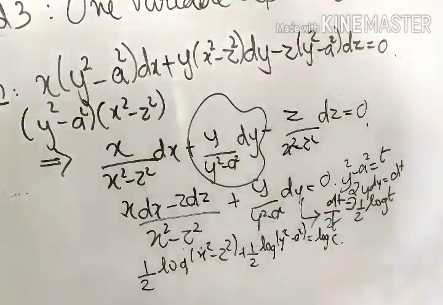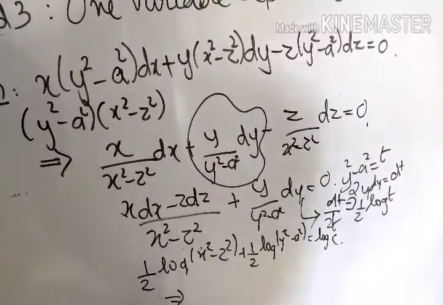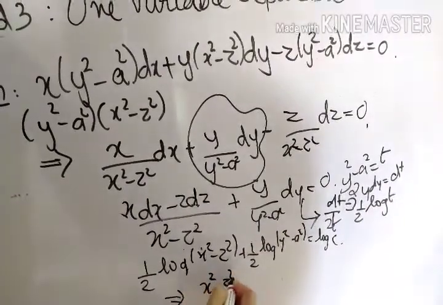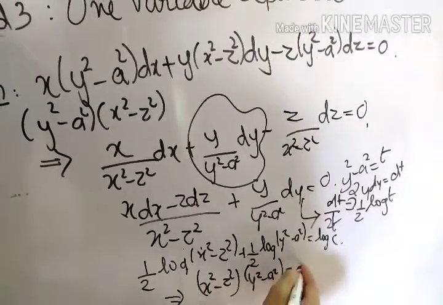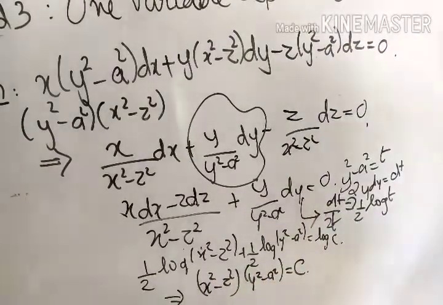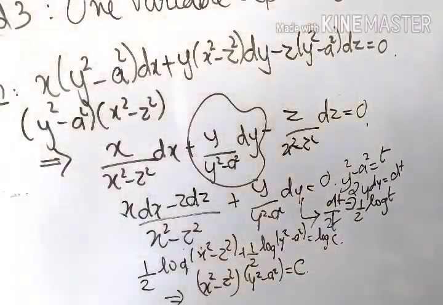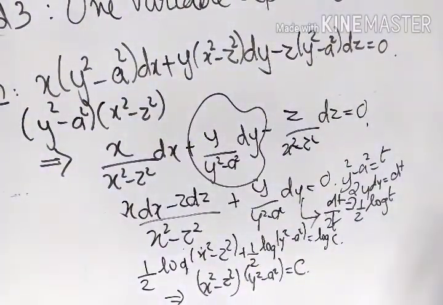Now I can take the 2 to the other side, taking off the logarithms. I have (x² - z²)(y² - a²) equal to some constant C. That would be my final solution. Okay, let's see the next method.